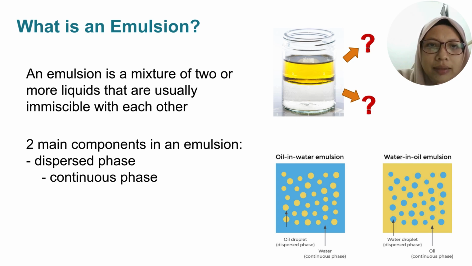Okay, on the other side, on your right side, is a water in oil emulsion. So the droplet will be the water. Water will be the dispersed phase, and oil will be the continuous phase. Okay. So oil can be dispersed or continuous, and water also can be the dispersed phase and also the continuous phase. It depends on the situation lah.